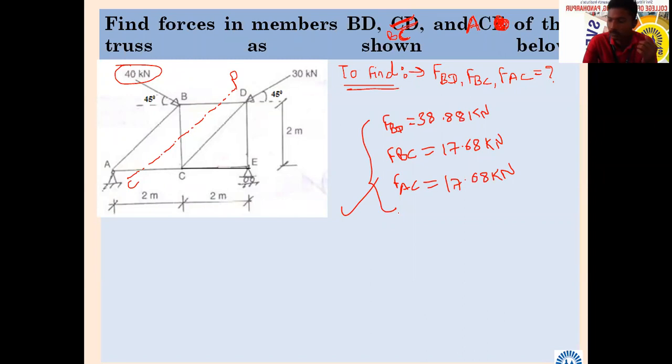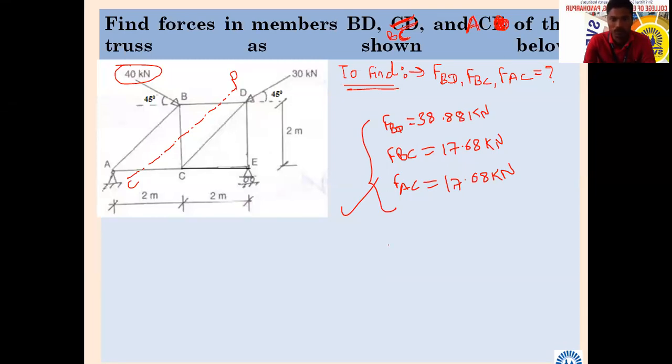ज्या member मधले forces find करायचे, त्या सगळ्या member मधून तो plane पास झाला पाहिजे. Very good. This is the most important condition while passing the cutting plane. म्हणजे ज्या member मधले the forces from which member we want to calculate, from that members only we have to pass cutting plane. That is the most important criteria. Then remaining thing, we can go for applying conditions of equilibrium. Okay, and we can solve the problem.